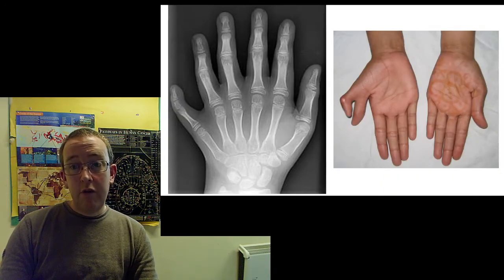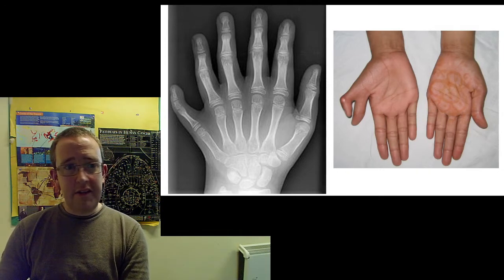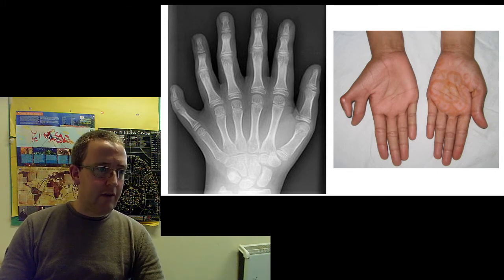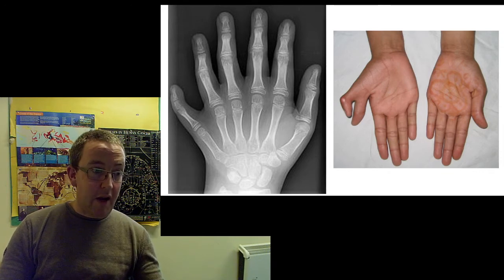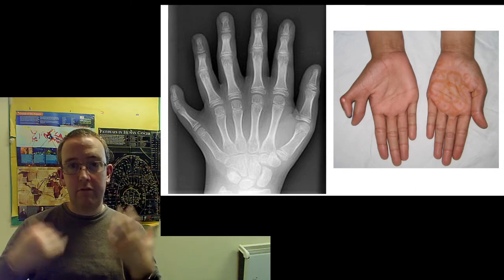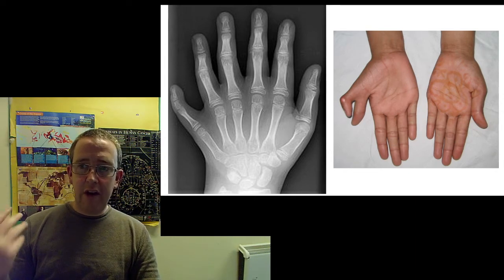Okay, next example. Now you should be able to spot what's wrong with this picture. This is a condition called polydactyly. Poly meaning many, dactyl meaning digits. Think pterodactyl and all that kind of stuff. Dactyl is digits, dexterous, that kind of root. So polydactyl: you've got an extra digit on your finger.